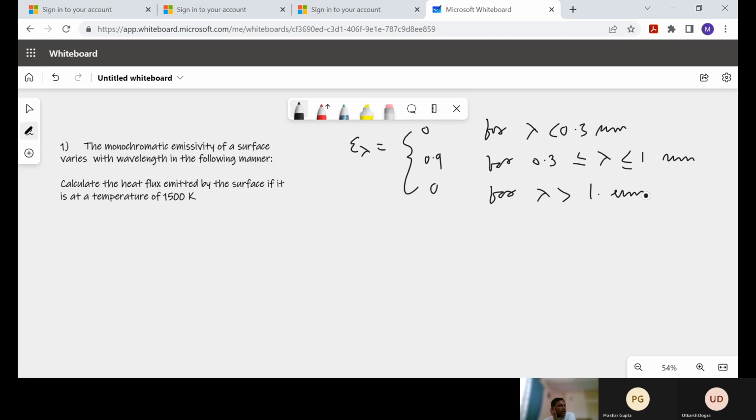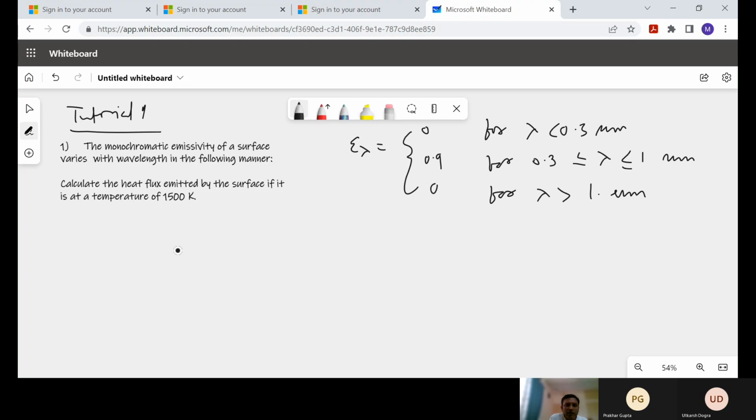Okay, so this is what is given in the first problem in tutorial number 9, isn't it? What is given is the monochromatic emissivity of a surface, which varies with wavelength in the manner given here in this equation. Calculate the heat flux emitted by the surface if it is at a temperature of 1500. That is what is given.